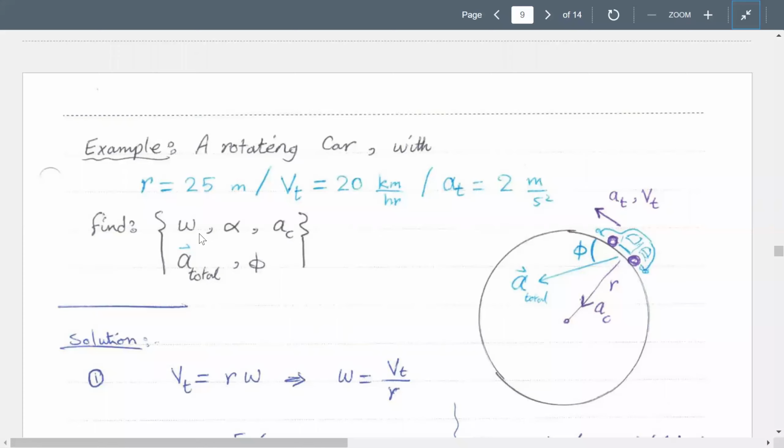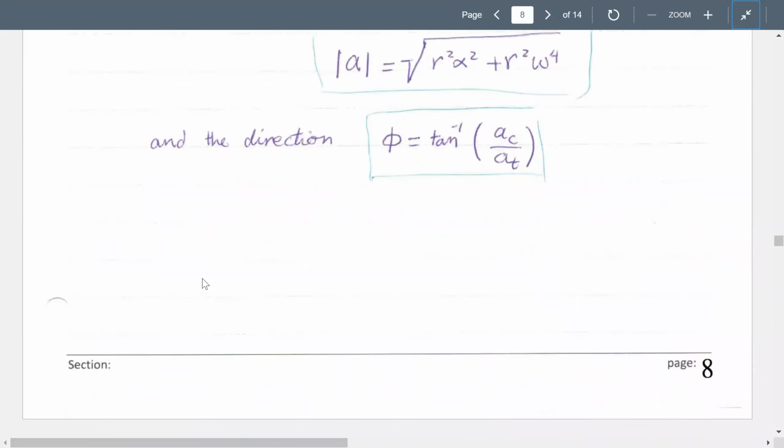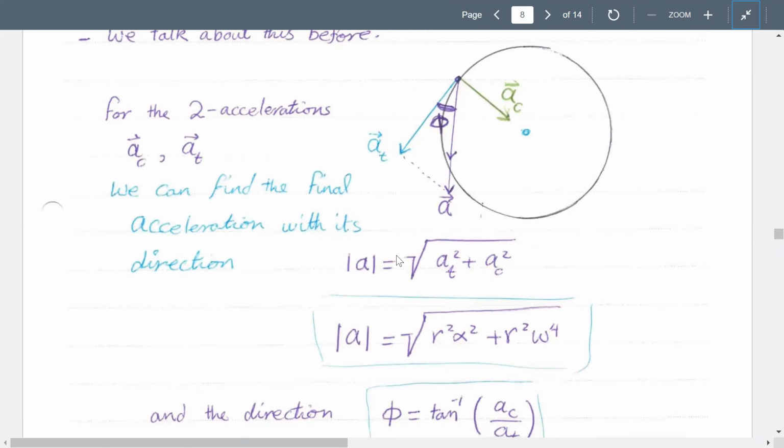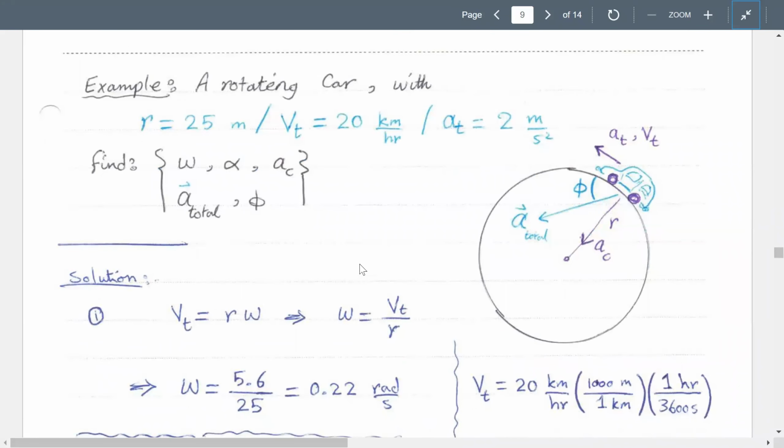We need to find everything. We need to find the angular velocity. We need to find the angular acceleration. We have to find the radial acceleration, which is a centripetal or a radial. We need to find the total acceleration, which is this one. And we need to find the direction of that acceleration. Okay, it is simple.